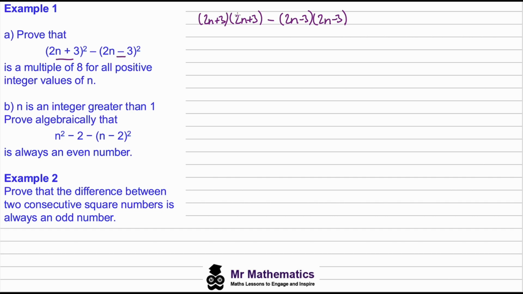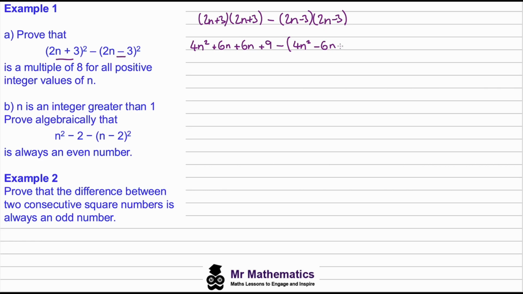So we'll have 2n times 2n. This will give us 4n squared. We'll have 2n times the 3, so 6n. 3 times the 2n, which is another 6n. And then 3 times 3, which will give us 9. Then from this, we'll take away the 2n times the 2n, 4n squared. It's really important that we have this bit in brackets, so we don't forget to expand out the negative later on. Then we'll have the 2n times the negative 3, so minus 6n.